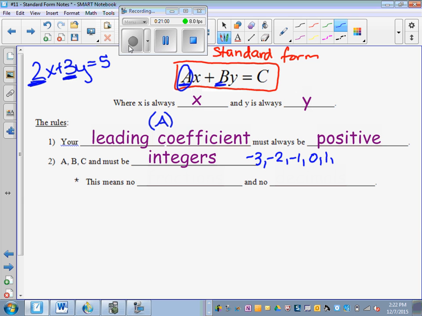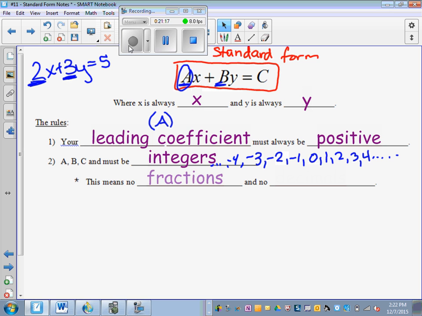It keeps going forever and ever, and all of our positives as well. It's all the whole numbers, negatives and positives. So it can't be a fraction. This means no fractions and no decimals. Very good. You guys are on it today. But yes, so they must be integers. That's positive and negative whole numbers and 0. So no fractions, no decimals. If we have those, we have to get rid of them. And I'm going to show you how to do that today.